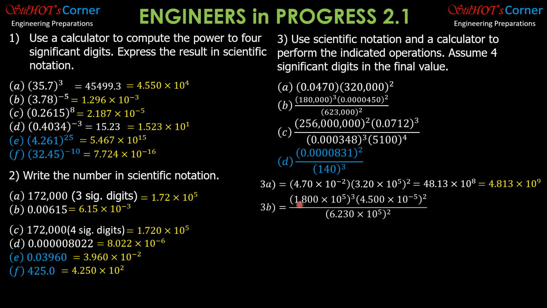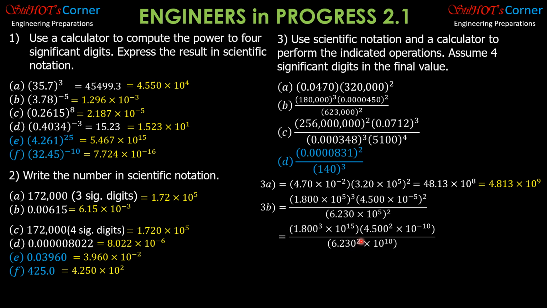So this is 1.8 cubed times 10 to the 15, then times 4.5 squared times 10 to the negative 10, all over 6.230 squared times 10 to the 10. So the role of the calculator would be to evaluate 1.800 cubed times 4.500 squared, then all over 6.23 squared.